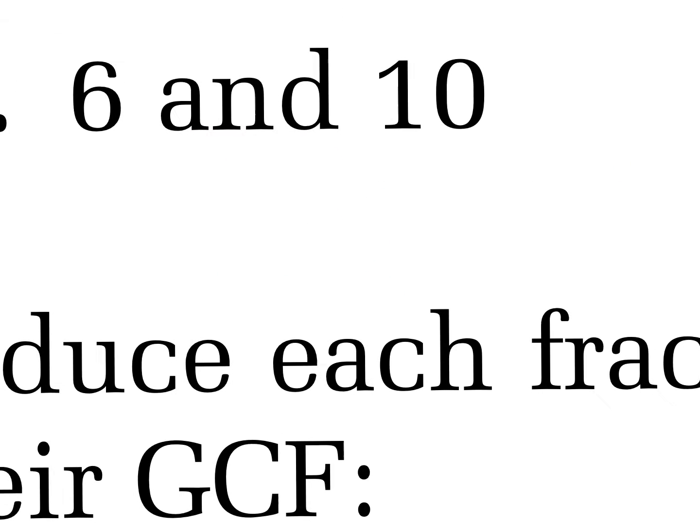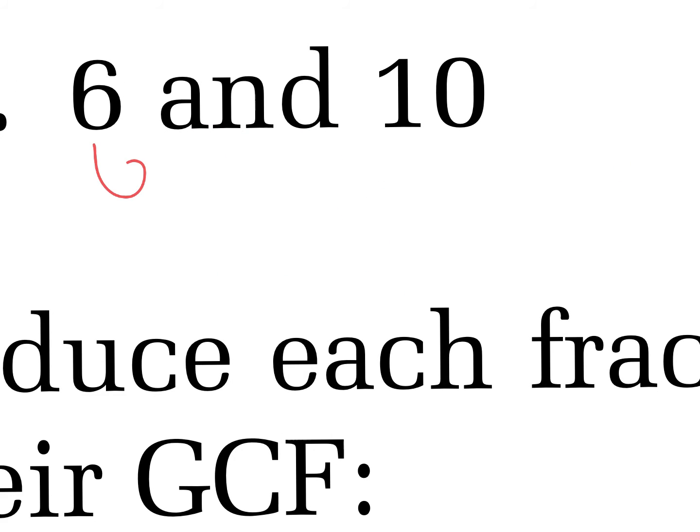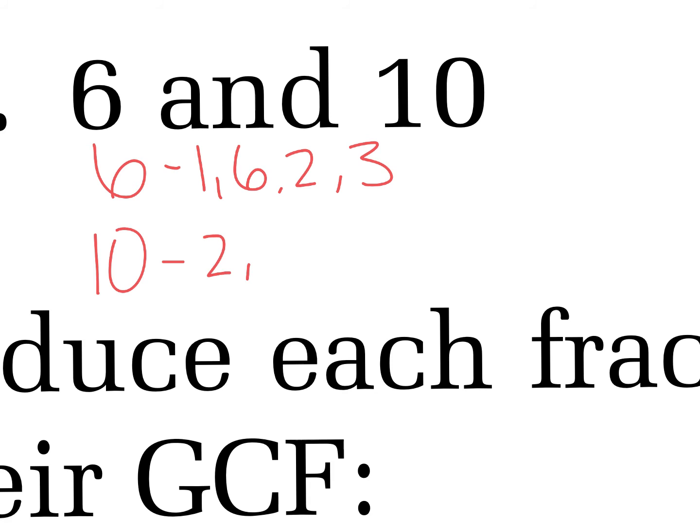All right, we're on D, 6 and 10. So 6 we listed earlier: it is 1, 6, 2, and 3. 10 is 2, 5, 1, and 10. Greatest common factor, we have 1 and we have 2. So 2 would be your greatest common factor for 6 and 10.